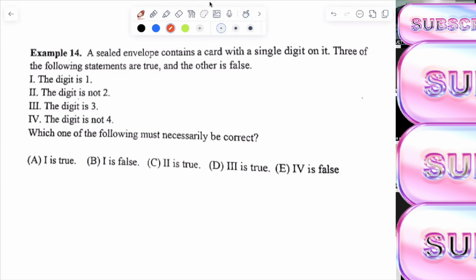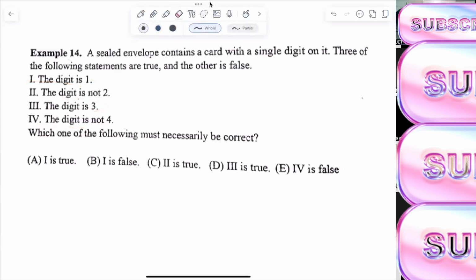Let's say 4 was false. Then the digit is 3, the digit is not 2, and the digit is 1. So these are contradicting, so we need that the digit is not 2. If statement 3 is false, that means that the digit is indeed not 4, not 2, so the digit is indeed 1. This works out.